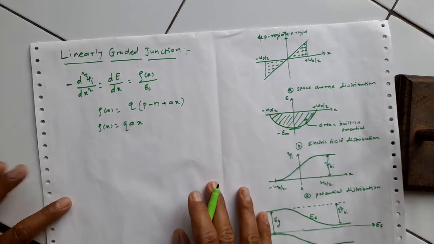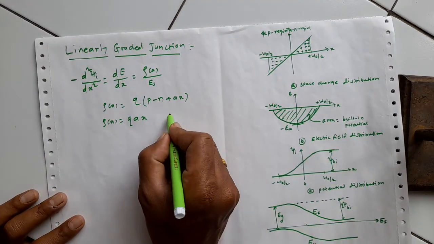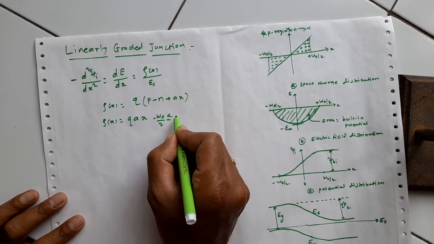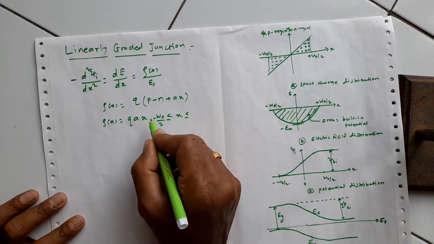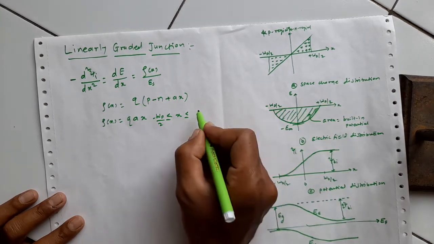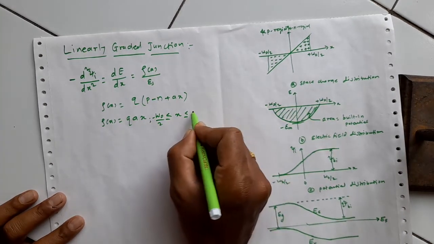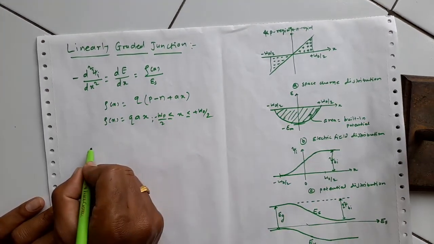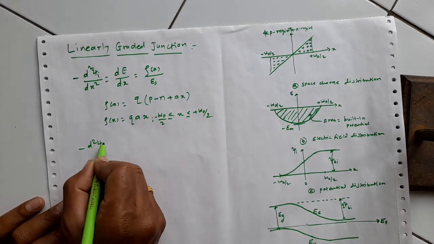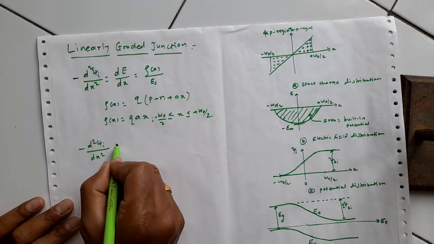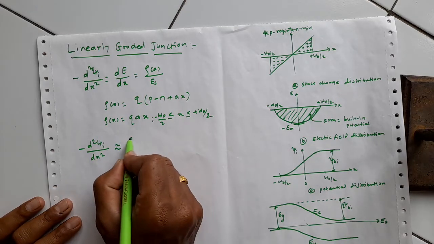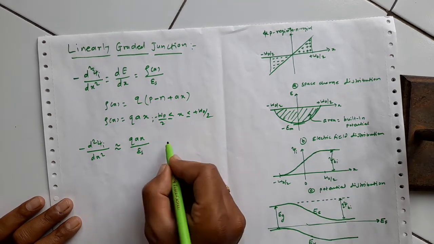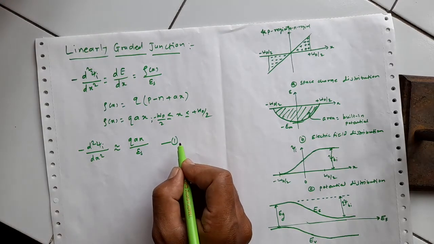I will substitute this into the above equation, where x varies from minus WD by 2 to plus WD by 2. Let me rewrite the equation again: minus d2 psi i by dx square, which I am approximating as q A x upon epsilon s. I call this equation number 1.